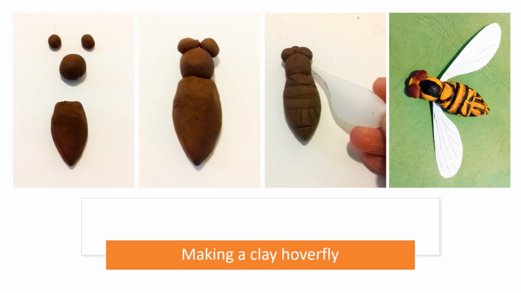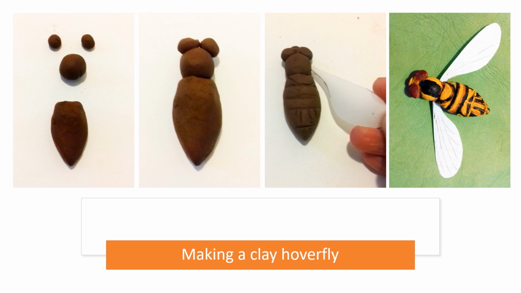This is our step-by-step guide to making a clay hoverfly. You can see that we've separated the body into individual sections to make it really simple. So a slightly larger tail area, and then the thorax, which is the round ball in the middle, and then two balls which make up the head or eyes. When they're squished together and with a few lines drawn onto them, they make quite a nice simple little hoverfly.